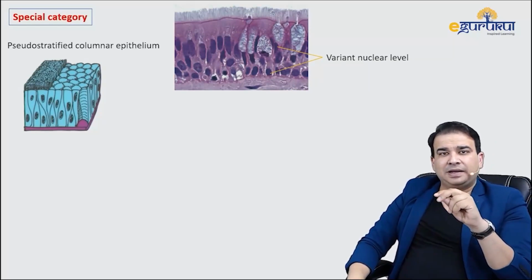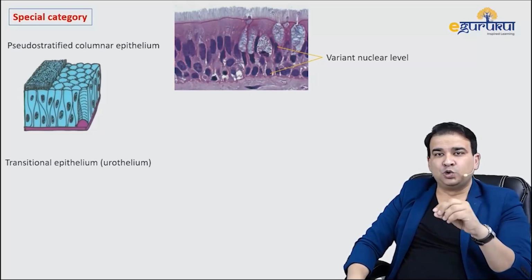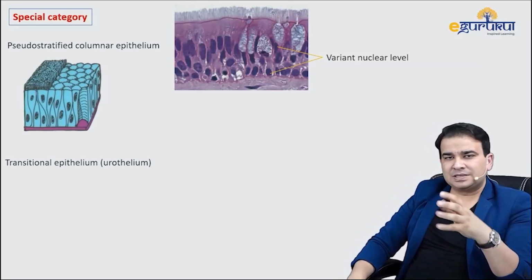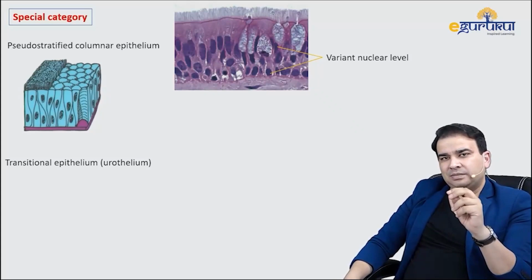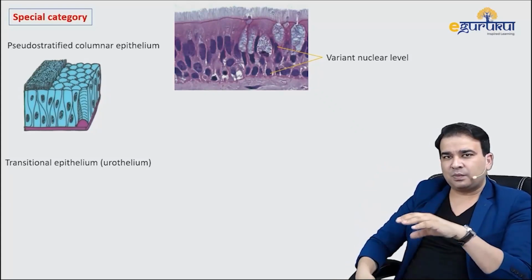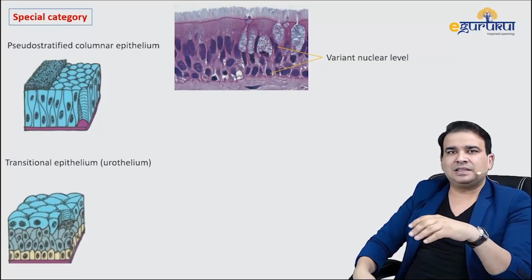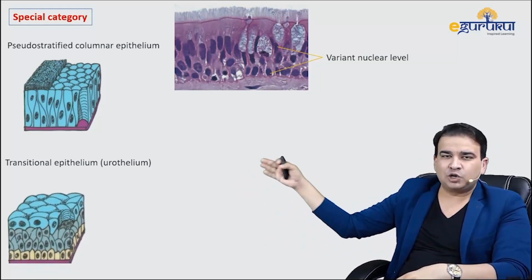Another special category in this is the transitional epithelium, also called the urothelium. Very important, the urothelium, we will discuss in the lower urinary tract. Now urothelium or transitional epithelium has multiple layers, starting with the basal layer of cuboidal cells, and then some polygonal cells in between. But when you reach the top, look at the topmost layer, guys.